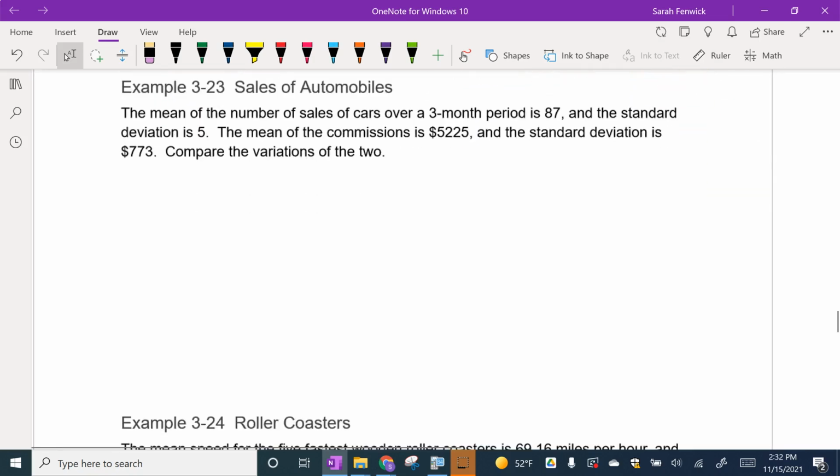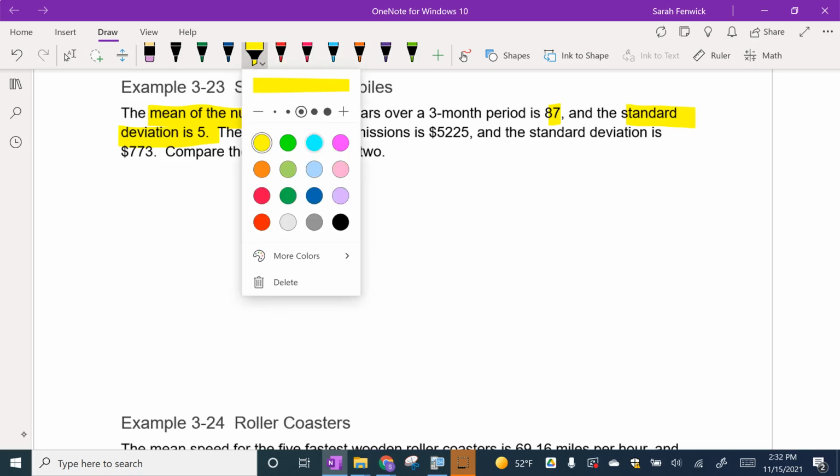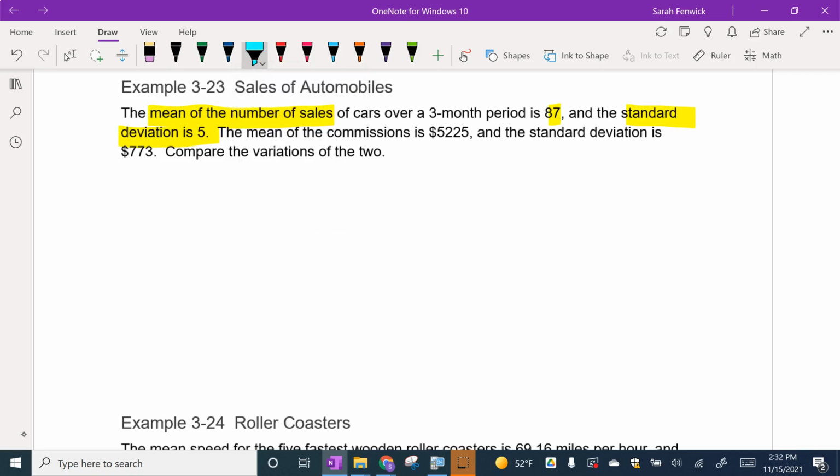Okay? So this is a really good example of what it means when we said they don't have the same units of measure. Sales of automobiles. The mean number of sales of cars over a 3-month period is 87, and the standard deviation is 5. The mean number of commissions is 52.25, and the standard deviation is 773. And you want to compare the variations of the two. Obviously, these are not the same thing. The number of sales versus the commissions are very different.